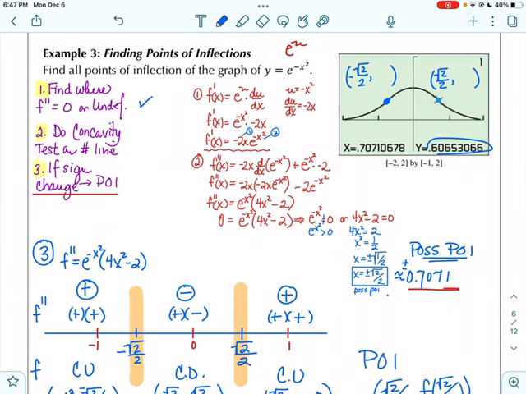So that is wrapping up this problem, finding points of inflection, where we find where the second derivative is equal to 0, do a concavity test, and look for a sign change. If the sign changes in y double prime, or in this case f double prime, then we have a point of inflection as long as the graph is continuous.